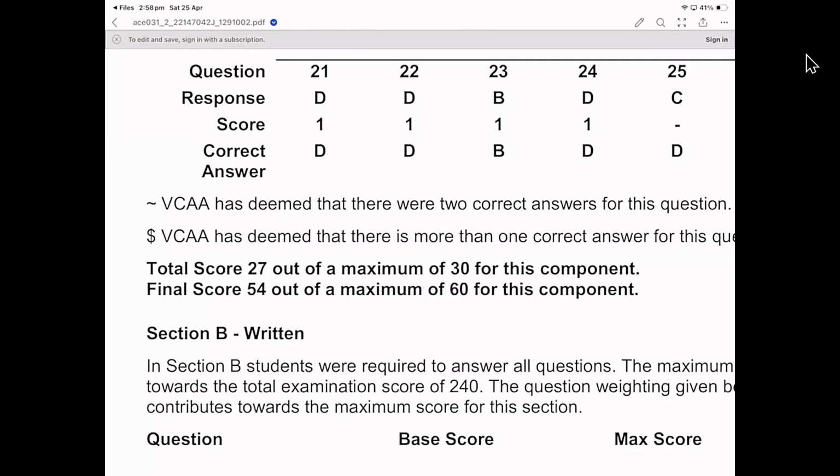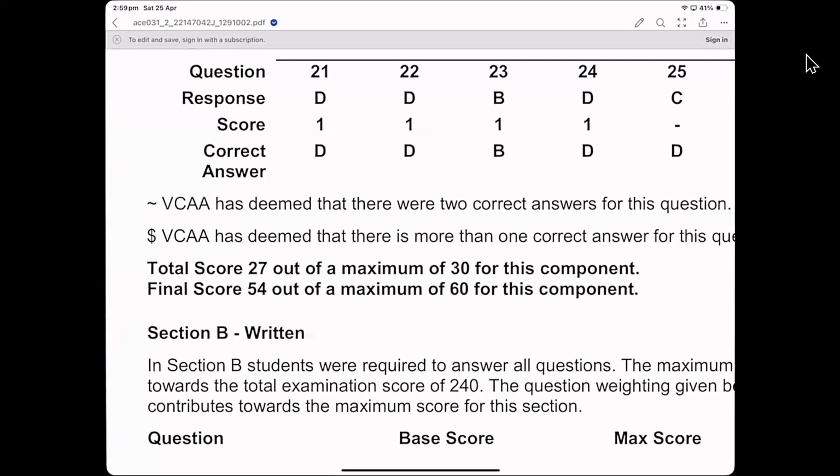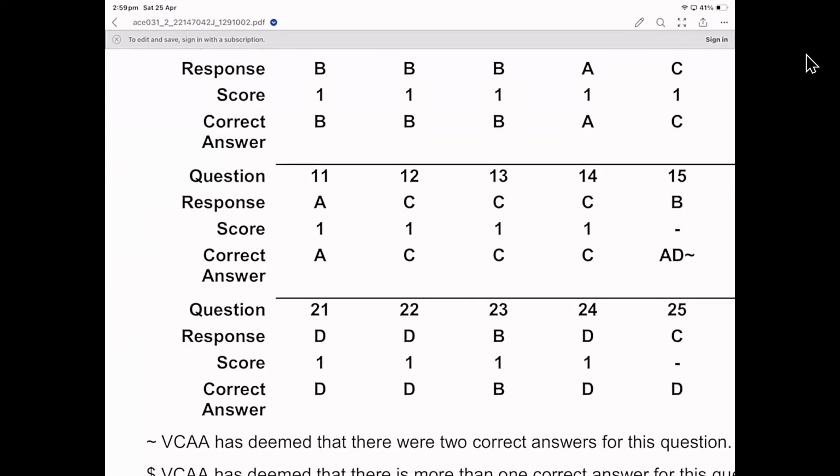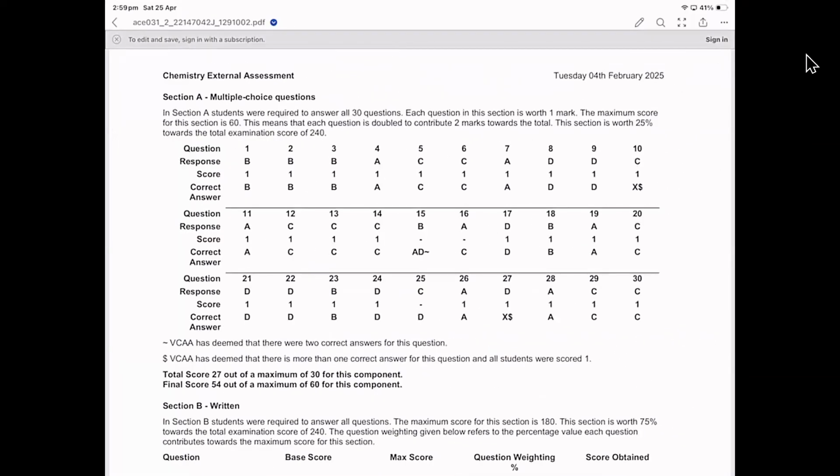So how much did he score in 2024, having 27 out of 30? He scored 43 raw. So 27 out of 30 is a very good result, right? But still, that's how it is. Now this is for chemistry, where you get 30 multiple choice questions.